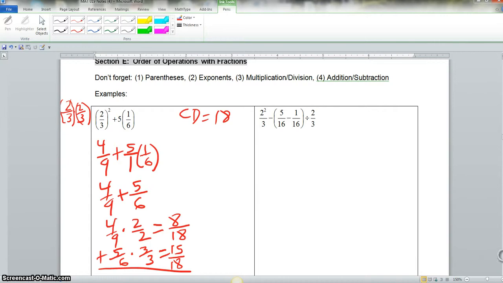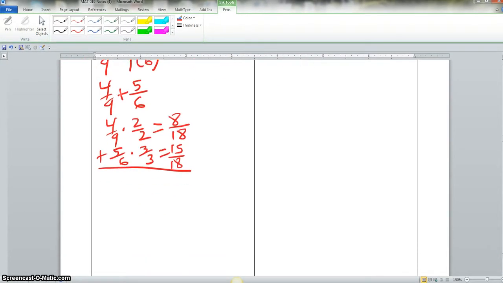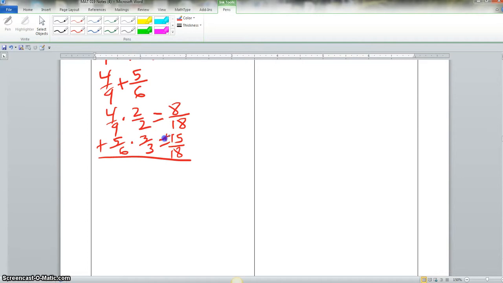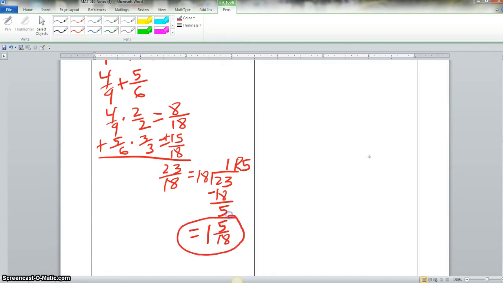Now we have 8 over 18 plus 15 over 18, which will give us 23 over 18. And we know we can make this into a mixed number. So we have 18 and a 23. 18 goes into 23 once. 23 minus 18 is 5. So we have a remainder of 5. So our final answer would be 1 5/18.